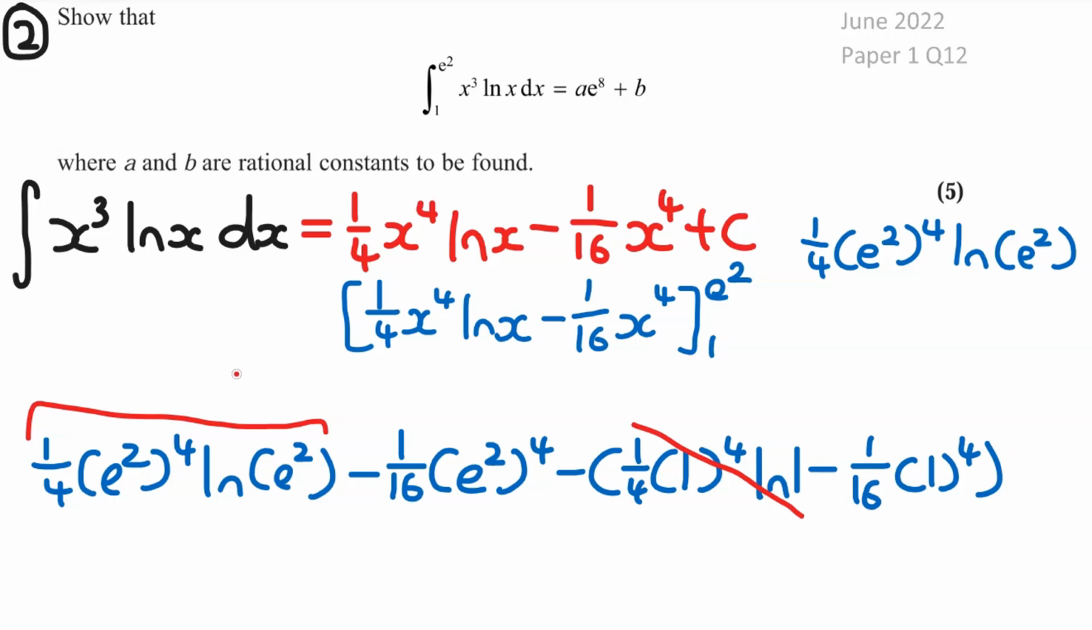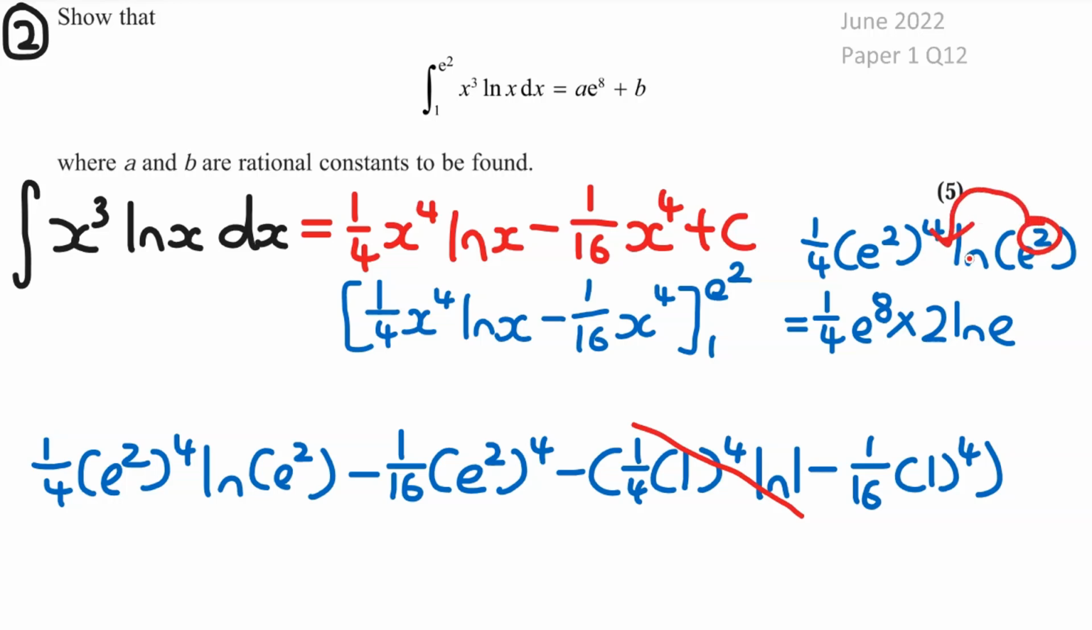This term here I'm going to write up here because it's quite complicated the way that we have to simplify it. Firstly, we have this e squared to the power of 4, which is equal to e to the power of 8, and then we have this natural log of e squared. And remember, when you have a power inside a log, you can take the power and bring it out of the log and put it as the coefficient, so we can write this natural log of e squared as 2 natural log of e. We can simplify this further because 2 multiplied by a quarter is equal to a half, so it's half e to the power of 8, and remember that the natural log of e is equal to 1, so this will just go away.